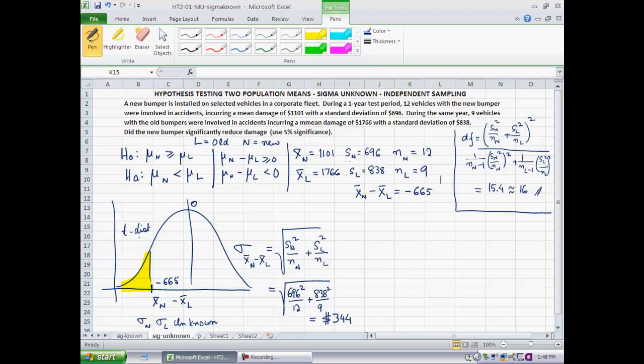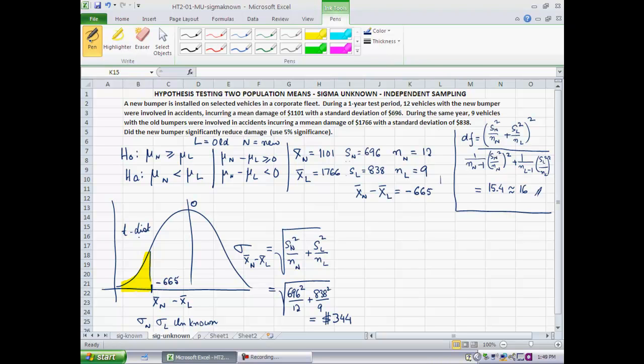Okay, and what is the standard deviation of this t-distribution here? So sigma of x bar N minus x bar L is given by the square root of, instead of sigma squared over n, you have s squared over n. You just substitute the sample variance instead of the population variance. So you have s squared N divided by the sample size of the new cars, and then s squared L divided by n of L.